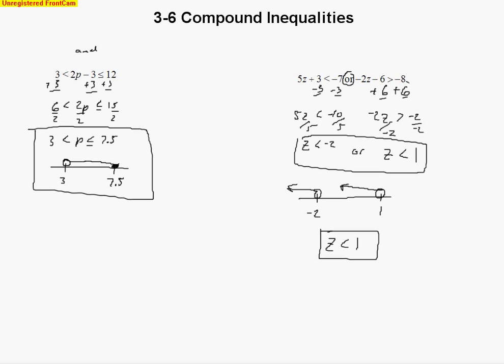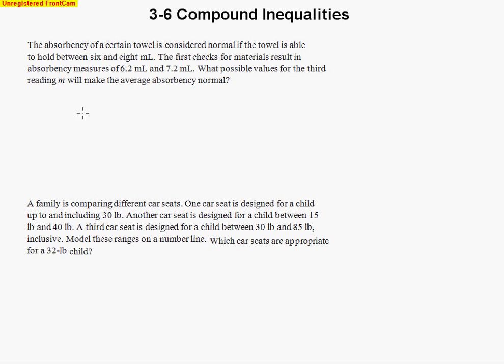So let's take a look at a couple word problems then. And here they are. It says the absorbent for a certain towel is considered normal if the towel is able to hold between. Okay, between right there, that is the key word that we know we've got an AND statement. So it helps us visualize what's going on. So it's between 6 and 8. So here's 6, here's 8. I know it's between those two.